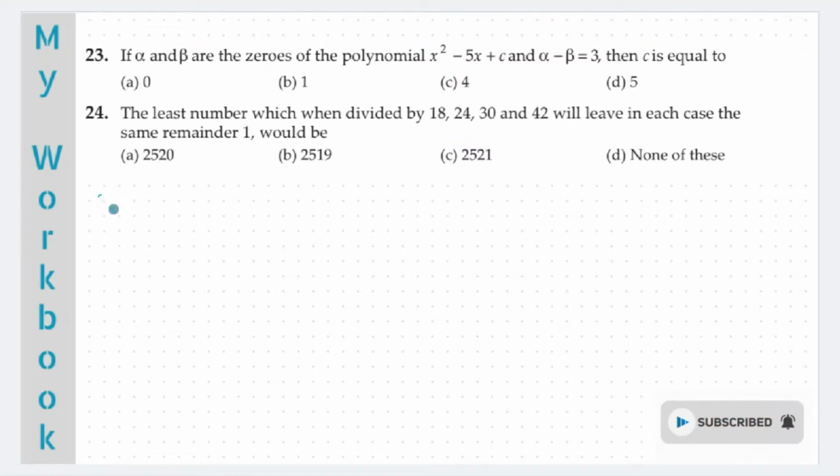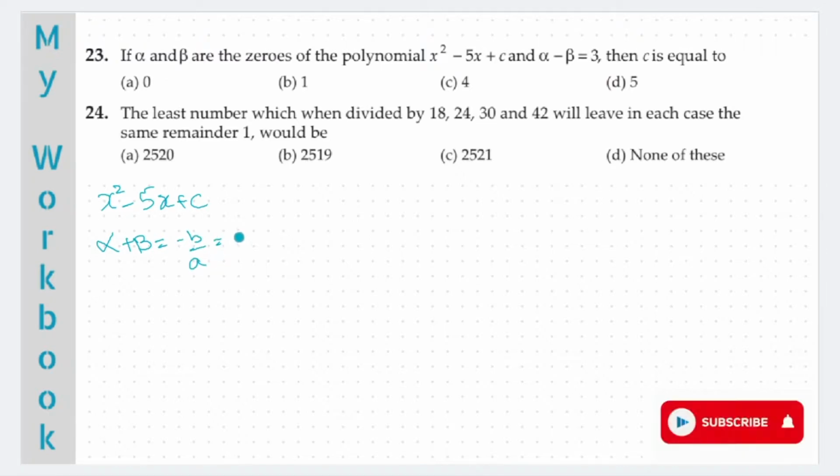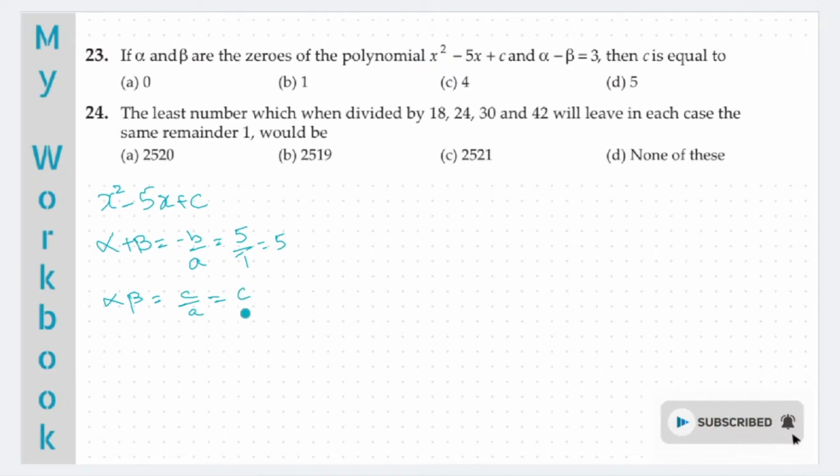Polynomial given is x square minus 5x plus c. If alpha and beta are the roots, what is the sum of the roots? Alpha plus beta is minus b by a, which is minus 5 by 1. Minus of minus 5 will become plus 5 by 1, so it is 5. And the product of the roots alpha beta is c by a. Here a is 1 and the constant is c itself, so the product will be c.